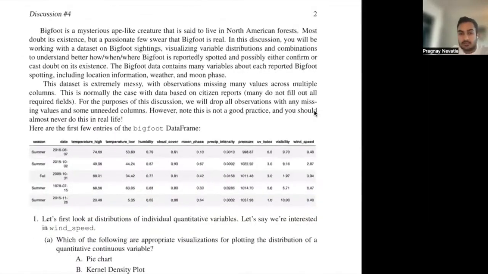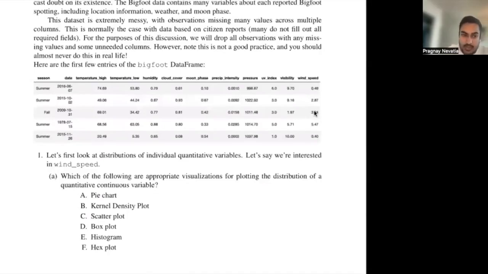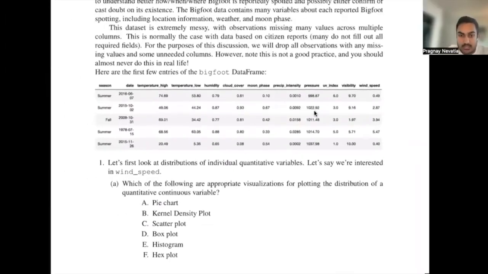The data we'll be working with is about Bigfoot sightings. Now this data set is very messy and has a lot of missing values across different columns. For the purposes of this worksheet, we'll be dropping all the observations with any missing values, and also some unneeded columns. This is normally not good practice, as we discussed last time, but for learning's sake, we'll do this now. Okay, so here's a screenshot of the first 5 rows of the Bigfoot dataset.